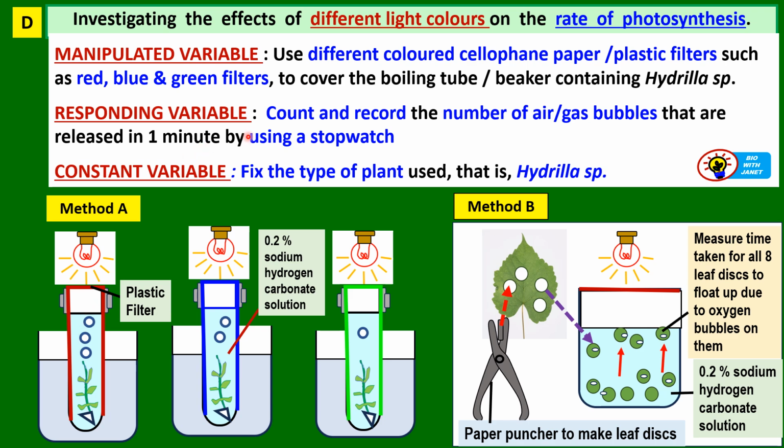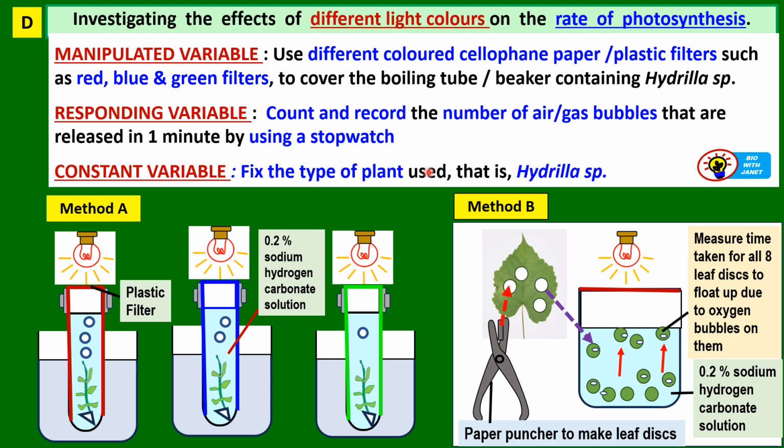The responding variable remains the same as for the other experiments. Count and record the number of air or gas bubbles that are released in 5 minutes or 1 minute or 2 minutes using a stopwatch. Okay, count, not measure, count and record, because you can do counting. Count and record the RV, write down the complete RV by using a stopwatch. If you just count the number of air bubbles released by using stopwatch, wrong. You must state the time. Okay, 1 minute. So complete answer.